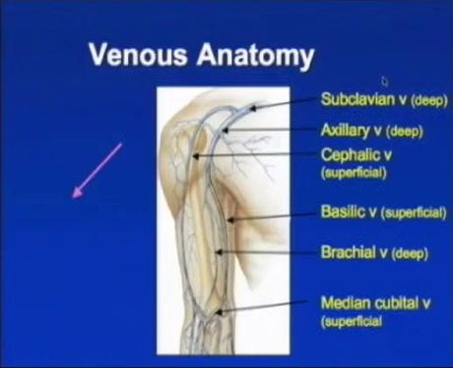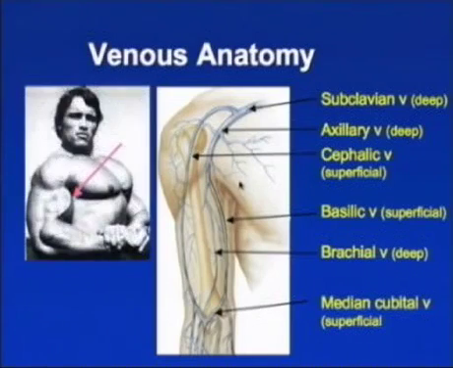The venous anatomy consists of a deep system and a superficial system, but unlike the deep and superficial systems of the lower extremities, the superficial system carries a lot of blood volume, and the actual deep veins tend to be smaller, at least down in the forearm and the midarm.